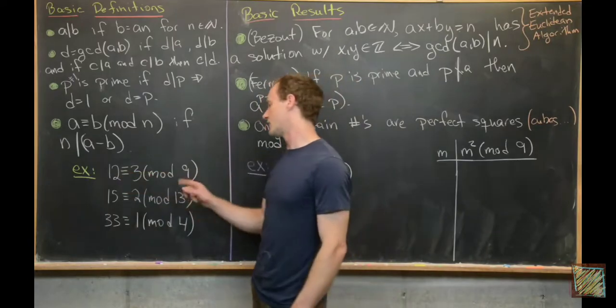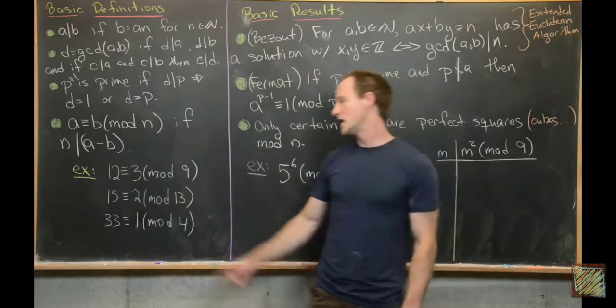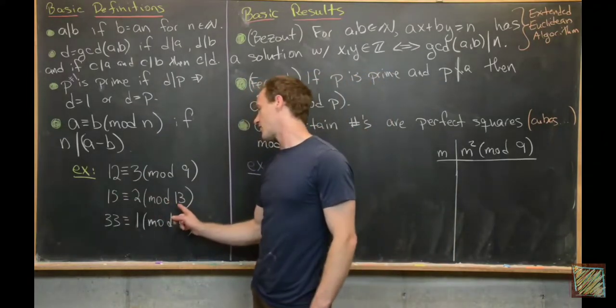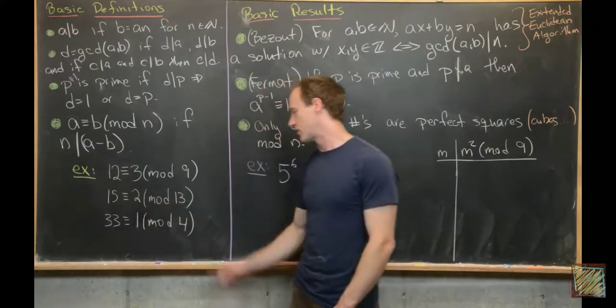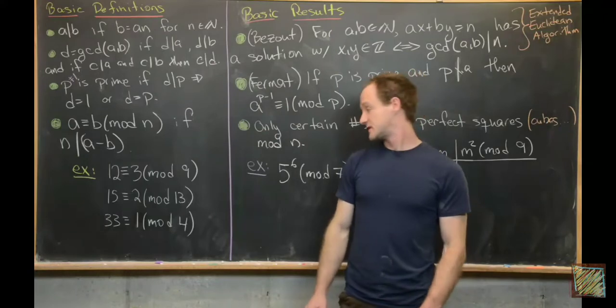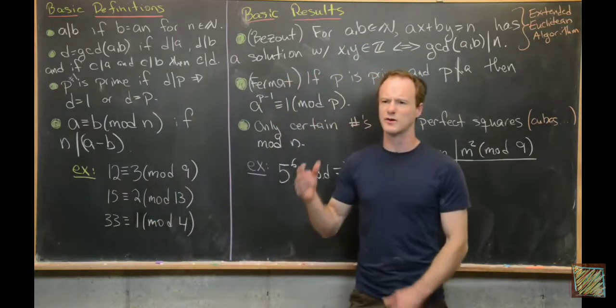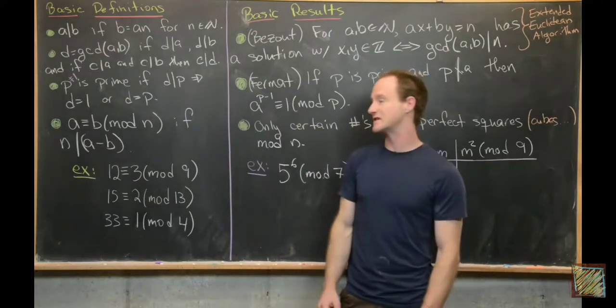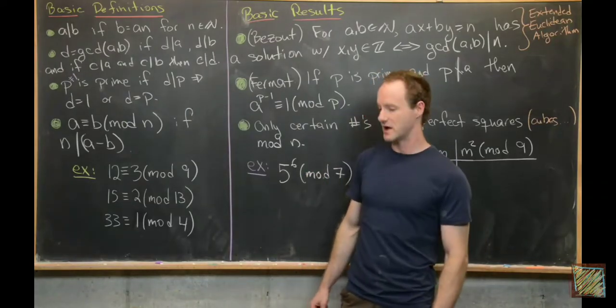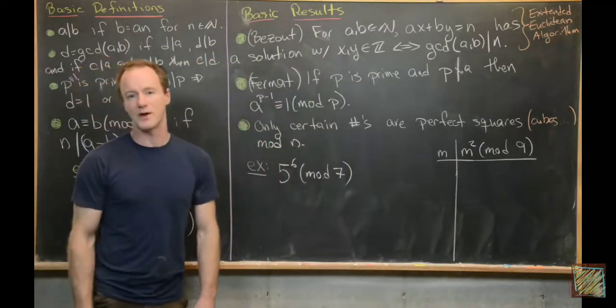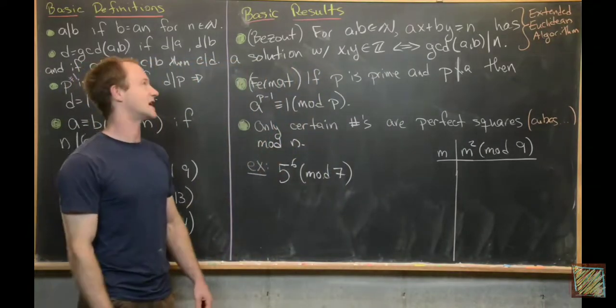Notice 12 divided by 9 is 1, keep the remainder, that's 3. 15 divided by 13 is 1, remainder 2. 33 divided by 4 is 8, remainder 1. So this idea of congruence is equivalent to the idea of having the same remainder after being divided by n. Okay, let's look at some standard results that show up in these math contest type problems.